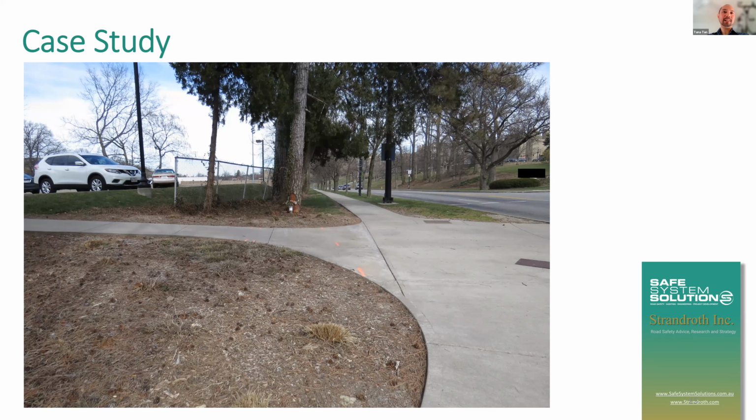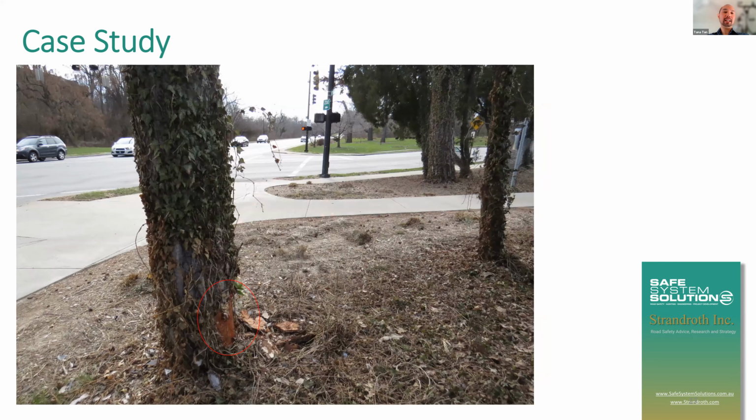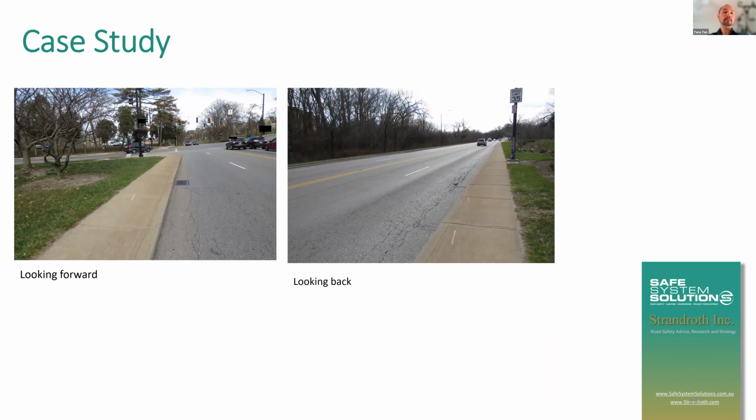And another close-up. This is looking back, and you can see some damage there, circled in red. This is where I juxtapose the image looking forward and looking back as I walked along the path.